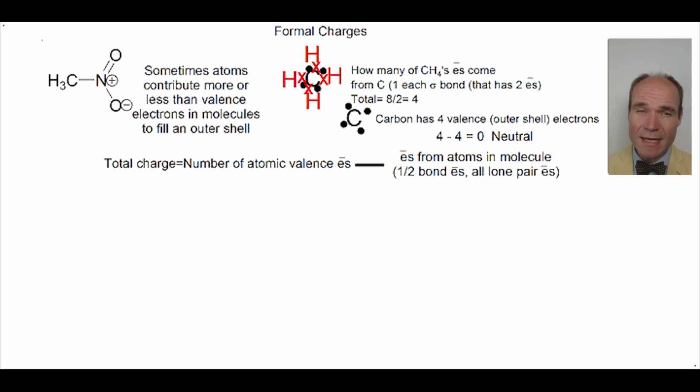Here we can see a depiction of nitromethane. Notice the minus with a circle around it and the plus with a circle around it. These are formal charges. Sometimes atoms will contribute more or less than the number of valence electrons for that element in order to fill the shell. This is true for nitromethane. We'll come to that in more detail in a moment, but first I want to give you a neutral example with lone pairs. Let's move from methane to ammonia.